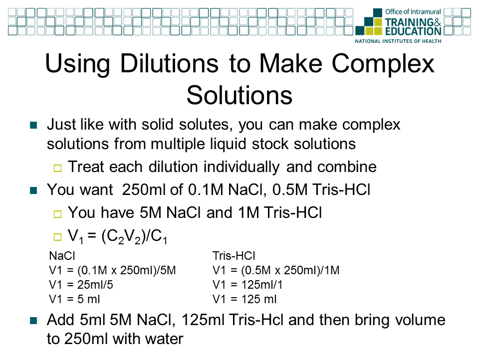So we add 5 milliliters of NaCl and 125 milliliters of tris HCl and then bring the volume up to 250 milliliters with water. Note, if we needed a much larger concentration of tris or had to add aliquots of several other solutions, this might not work. We would need more concentrated stocks or to add some solutes as solids.